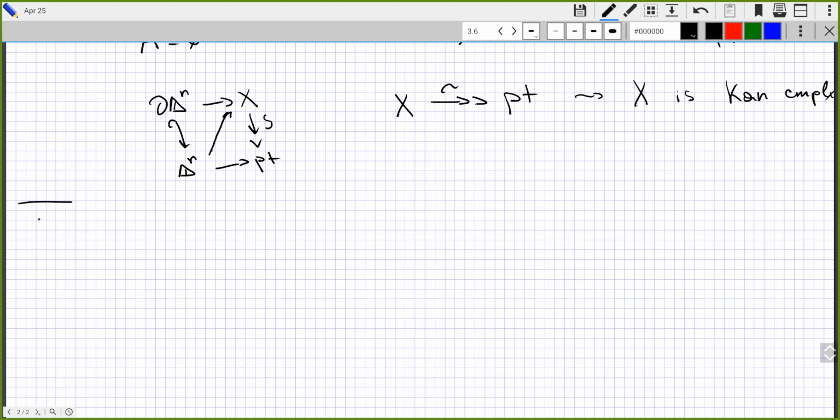In some sense, what we have left to do. What I want to do next: I want to prove the result about inner Kan quasi-categories. So the set of maps from one quasi-category to another is also a quasi-category.